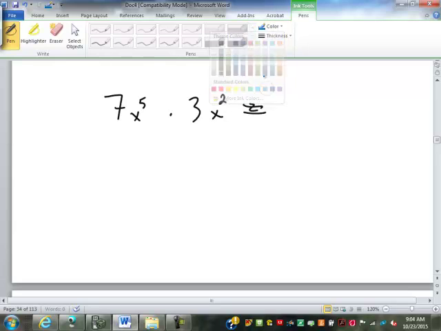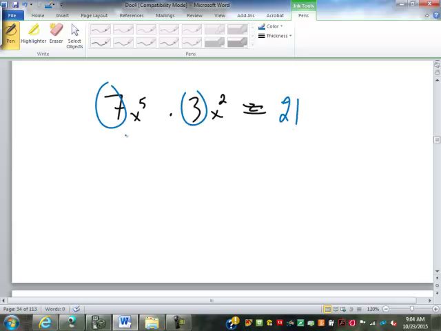So if I have something like this, 7x to the 5th times 3x squared, we multiply the counts. What's 7 times 3? 21. And we also multiply the names. X to the 5th times x squared, x to the 7th.